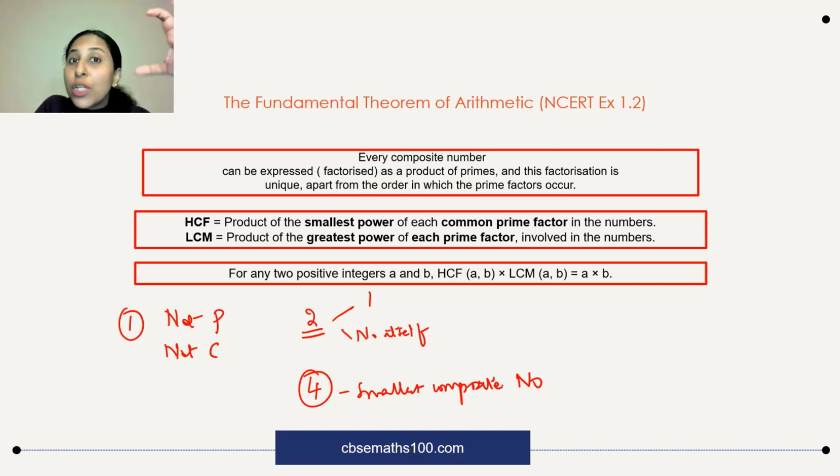Okay? And you need to know how to find HCF and LCM of any two numbers. The highest common factor would be the product of the smallest power or the least power of each common prime factor only. Only the common prime factors you take, and you take the smallest power. The LCM is the product of the greatest power of each and every prime factor. Everything has to be taken involved in the numbers. All right. And if you have two positive integers, that means you're having two natural numbers, A and B, the HCF of these two numbers multiplied by the LCM of the two numbers would be the product of the two numbers. This is also an important thing.